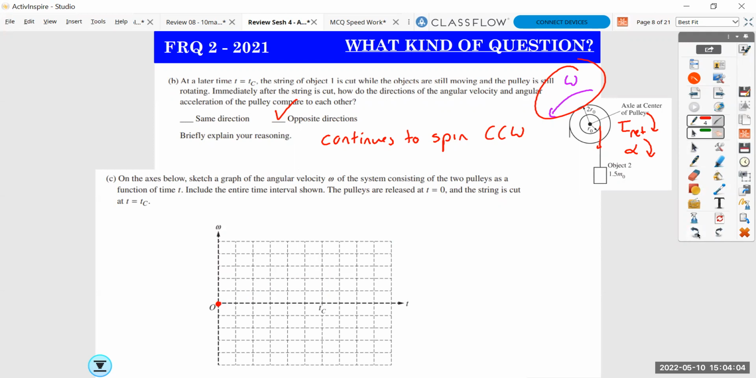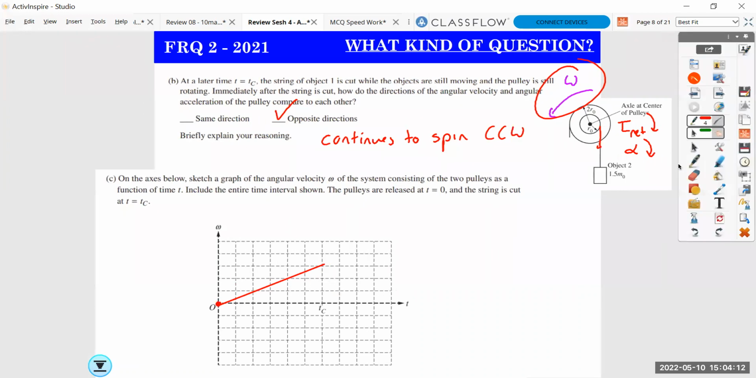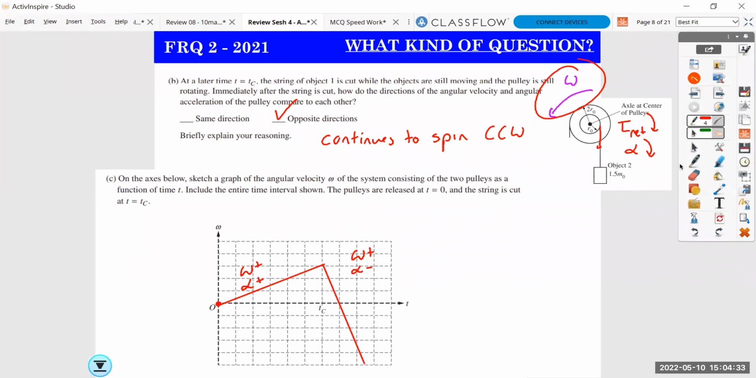And then the moment we cut the string, our situation changes. Our velocity is still positive, but now our acceleration is negative, right? Here we had a positive angular velocity and a positive angular acceleration. All of a sudden, we still have a positive angular velocity, but our angular acceleration is negative. And so what happens is this: we start to go the other way. Our angular velocity slows down, stops, and then becomes negative. Now we're spinning the other way, but it takes a moment.